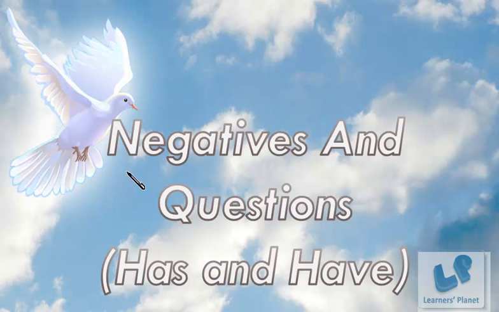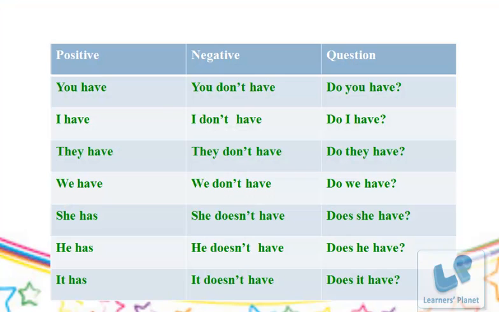Children, in today's session, we are going to learn how has and have can be used to change positive sentences into negative sentences and questions. Okay? So let us start. Children, now we will discuss how has and have can be used to change a positive sentence into a negative sentence or make it into a question.